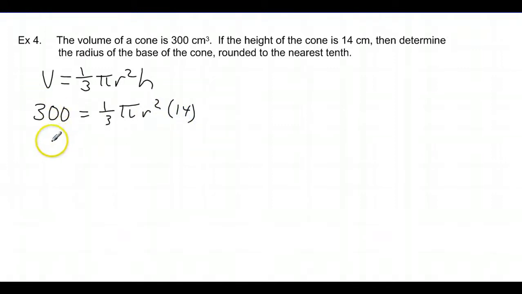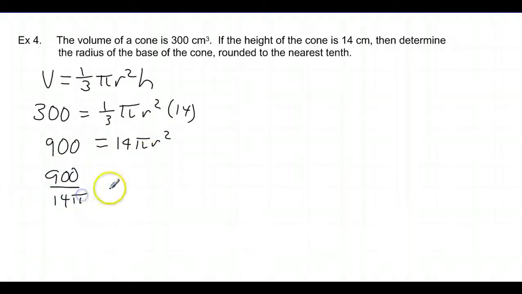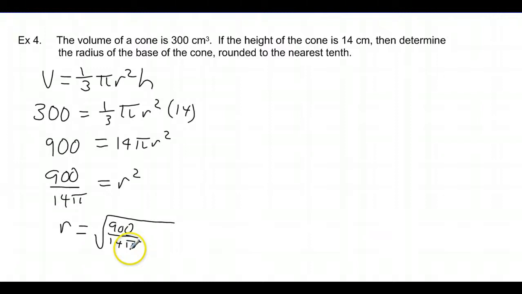So I'm going to multiply both sides by 3. 900 is 14 pi r squared. I now have to divide both sides. We need to isolate the r squared, right? That means we're dividing by 14 pi. So 900 over 14 pi equals r squared. Flip sides here, so r is equal to the square root of 900 over 14 pi. That's an exact value, right?